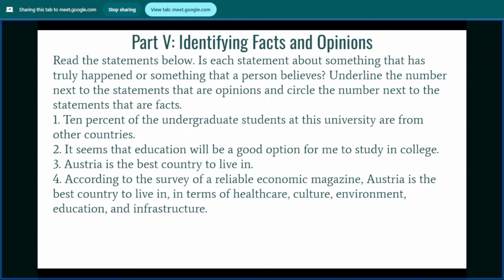Okay, now you have to read the statements which are given below. In each statement about something, that is whether the statement is a fact or an opinion, that's what you have to try to understand over here. Underline the number next to the statements that are opinions. Basically you will have to mark down, if it's an opinion you will just write O in your notebook next to the question or statement number over here. Okay, if it's a fact, then just write F. Okay, that's what you need to do over here.